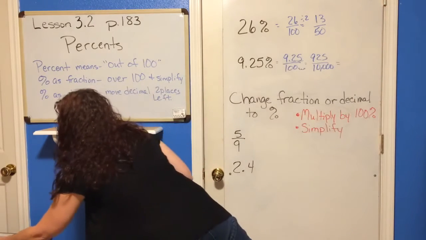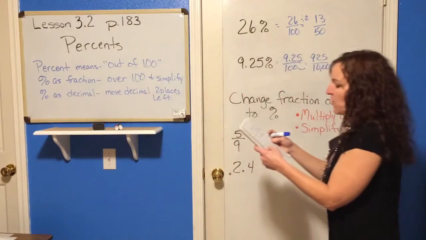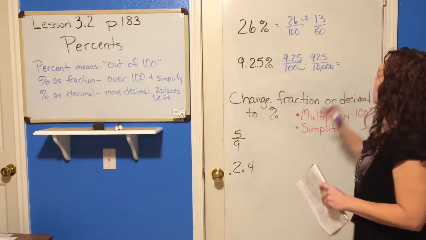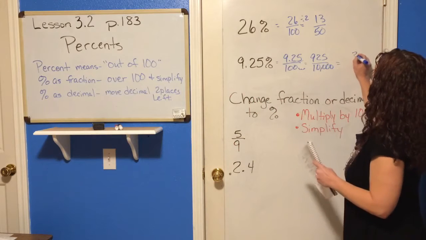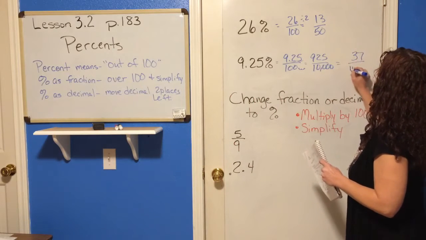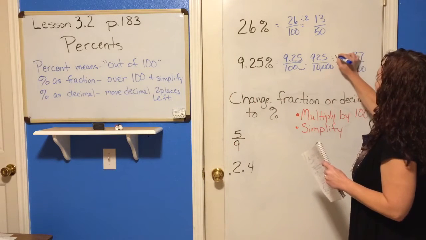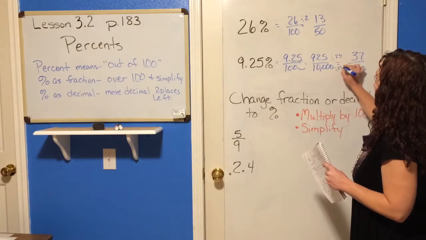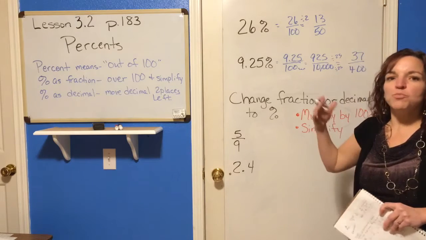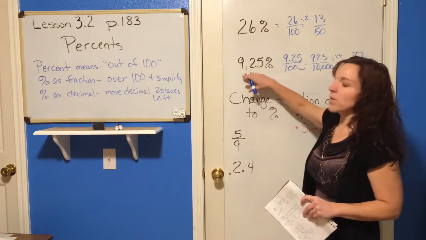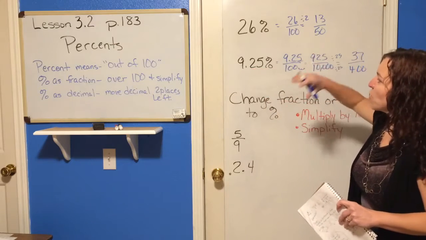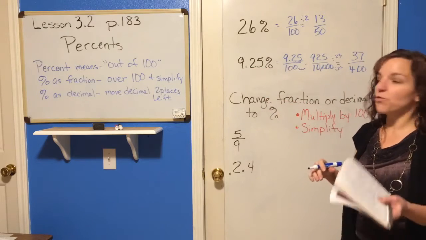And I reduced that earlier just to save time. If you divide by 25 on the top and the bottom, then you end up with 37 over 400. So divide by 25. All right, so just put it over 100. So percent means per 100. Put your number over 100 and then reduce the fraction.